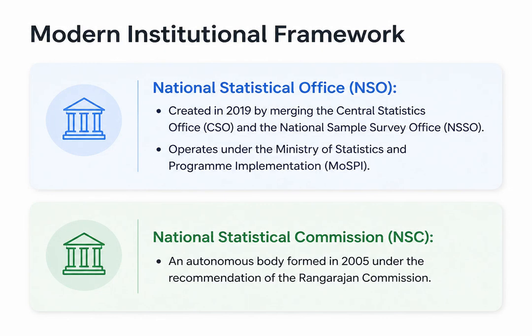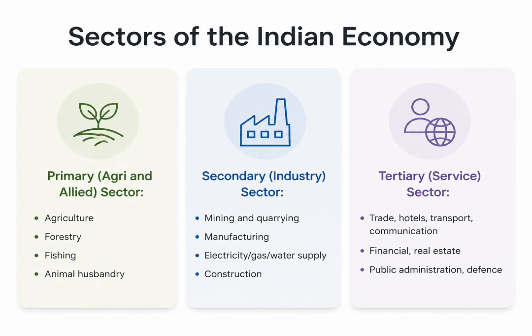Over the decades, the institutional framework evolved. For a long time, the Central Statistics Office handled these estimates. However, in 2019, the government merged the CSO and the National Sample Survey Office to establish the National Statistical Office, or NSO. The NSO operates under the Ministry of Statistics and Program Implementation. Additionally, we have the National Statistical Commission, an autonomous body formed in 2005 based on the Rangarajan Commission's recommendations, which oversees statistical standards.